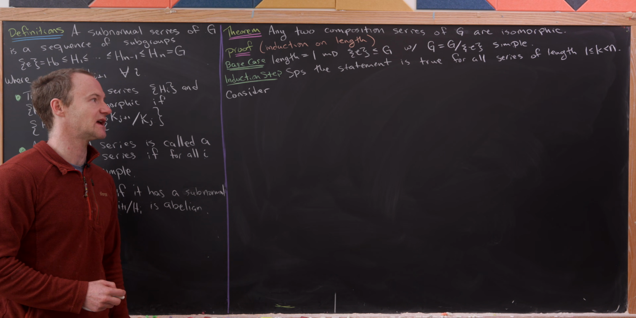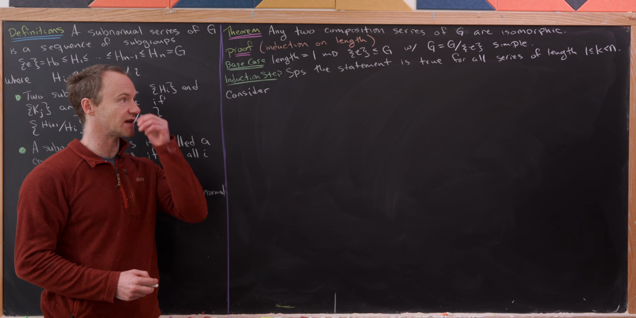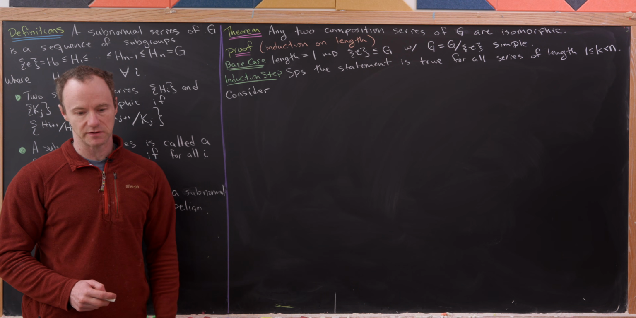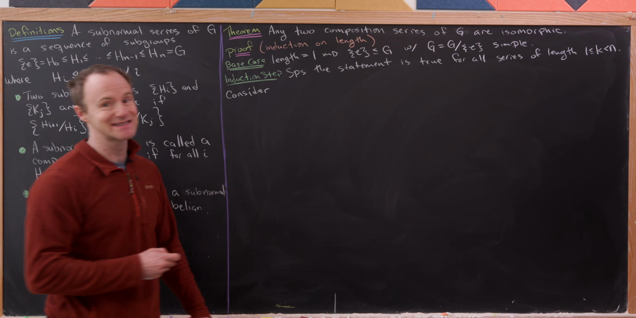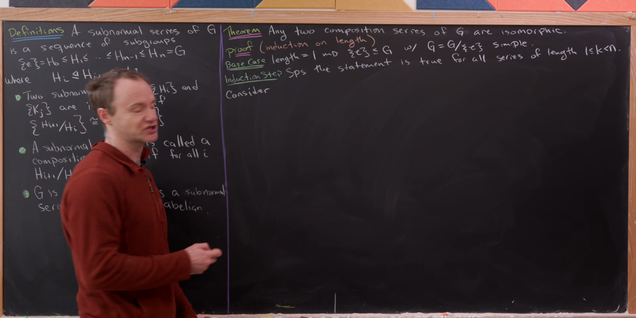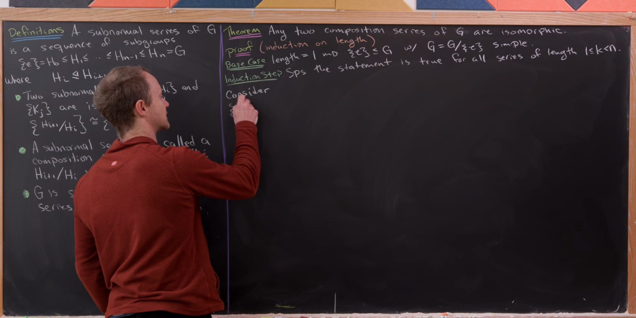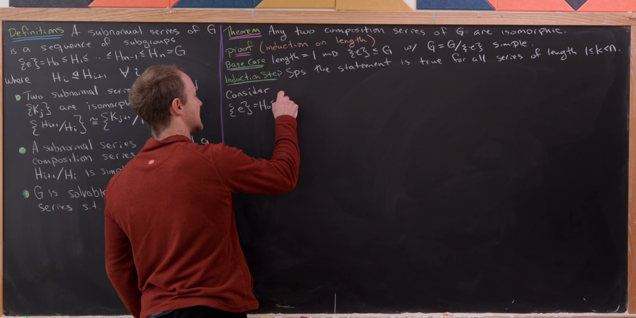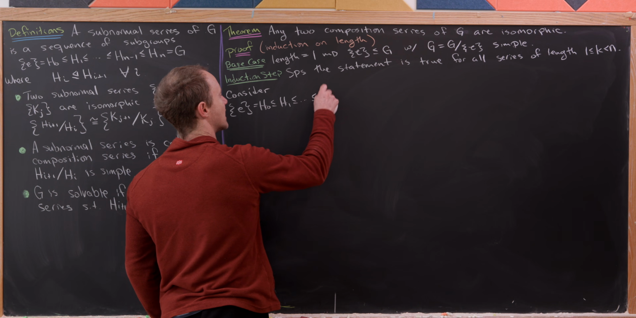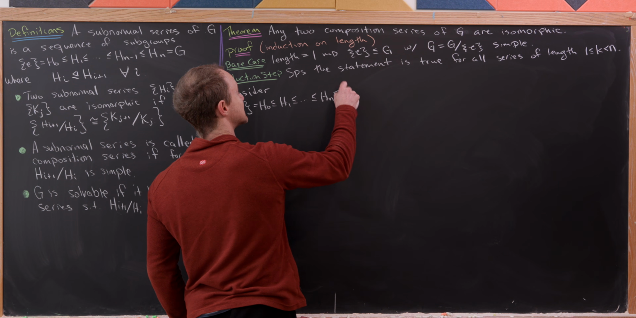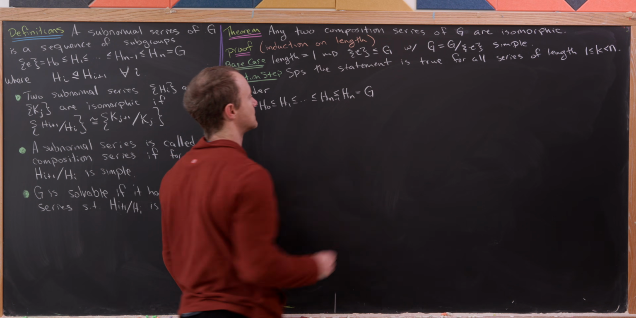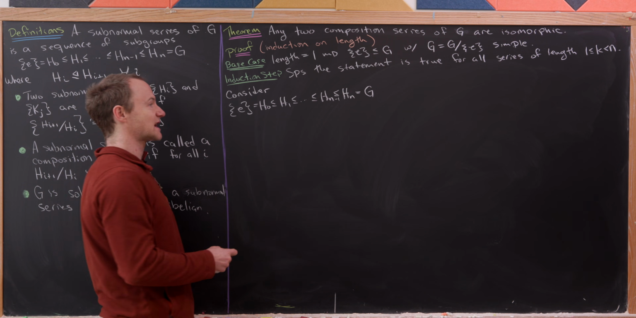So let's suppose the statement is true for all series of length k, which is between 1 and n, not including n. And now let's consider two composition series. So let's write them out. The first one will go E, which is equal to H_0, which is a subgroup of H_1, which goes all the way up to H_{n-1}, which is a subgroup of H_n. I said less than, but I meant a subgroup. Good. So that's our first series.